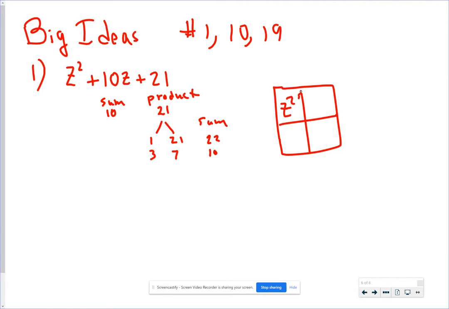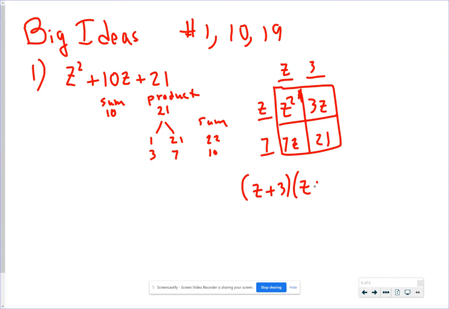Z squared goes here. 21 goes here. We're going to split the 10z into 3z and 7z. GCF for each row and column. We're going to have z. We're going to have 7. First column, we have a z. Second column, we have a 3. Our factorization is z plus 3 times z plus 7. Done.